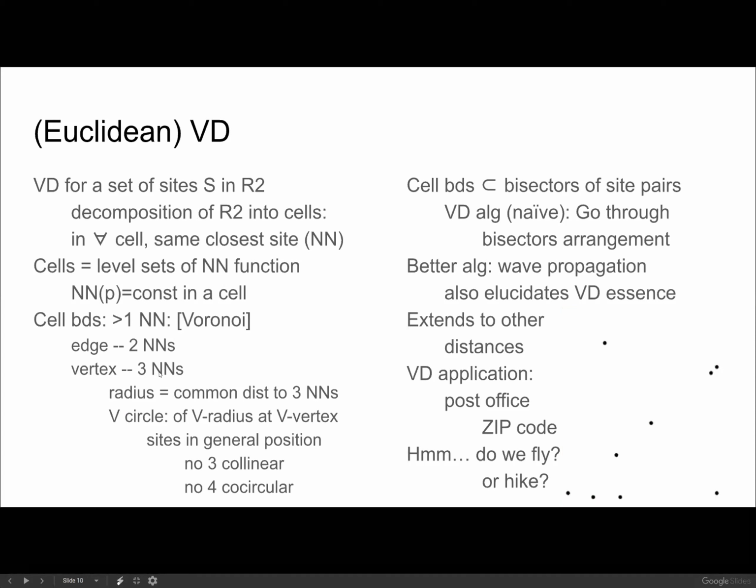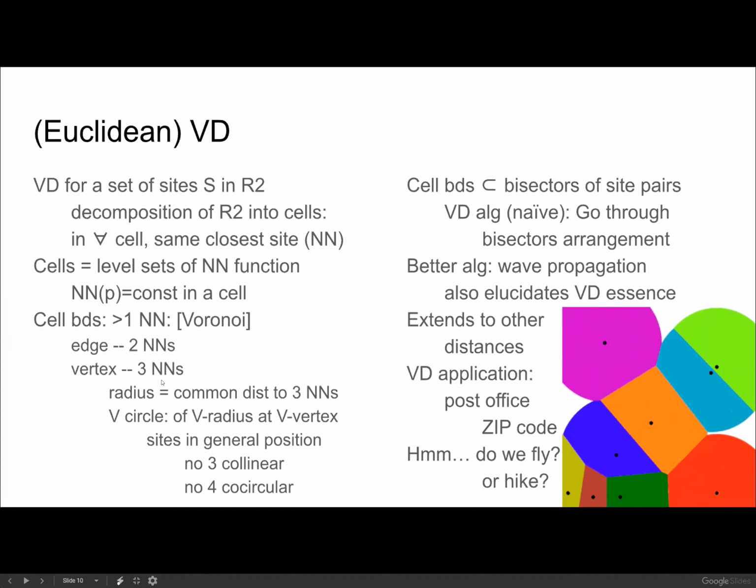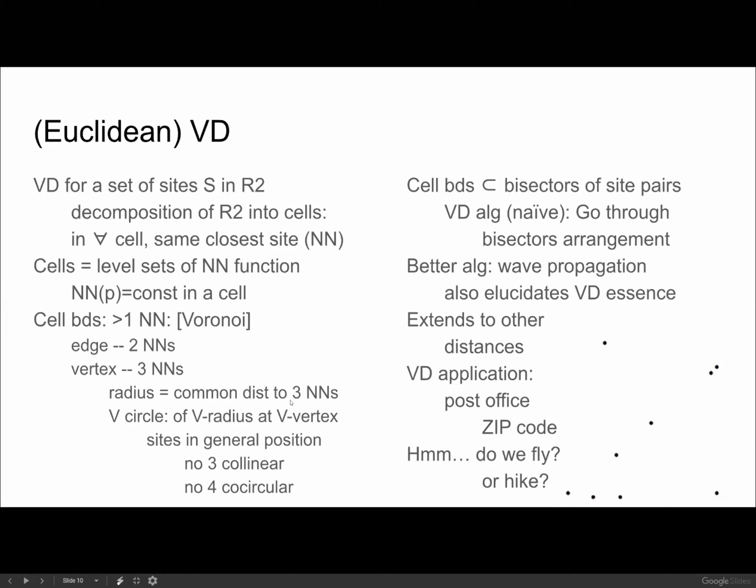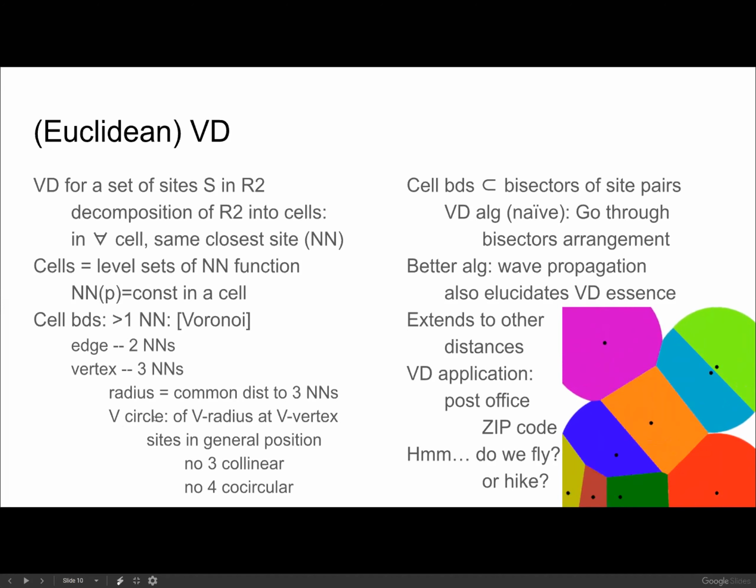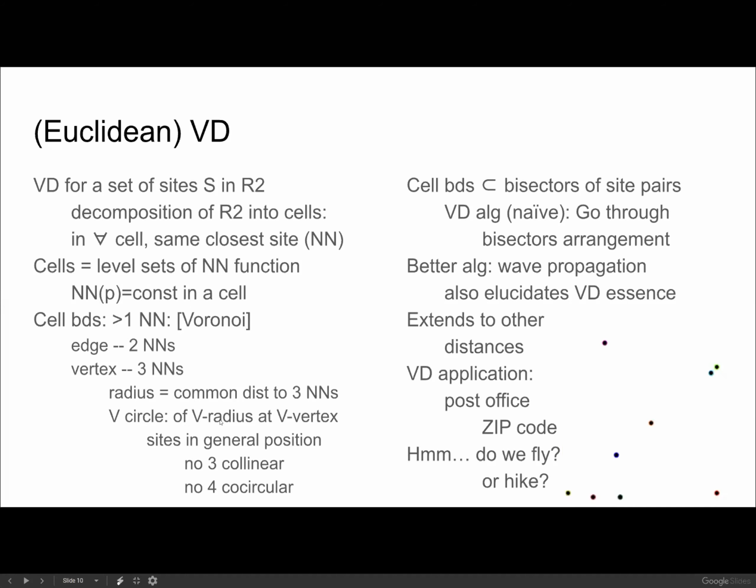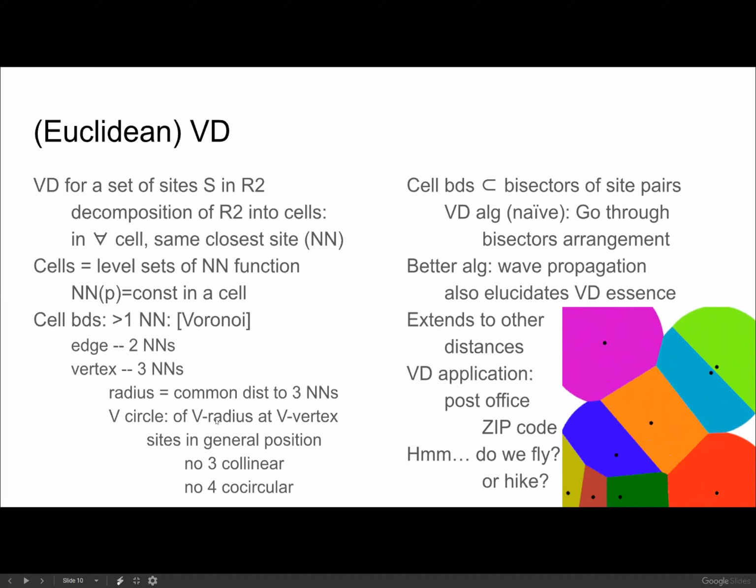You could have vertices of the Voronoi diagram. For them, you have 3 closest sides. And there is something called radius. That's the common distance to the 3 nearest sides. And this circle, which contains the 3 nearest sides for a vertex, is called the V circle. And this vertex of the Voronoi diagram is called the V vertex. And this common distance is called the V radius.